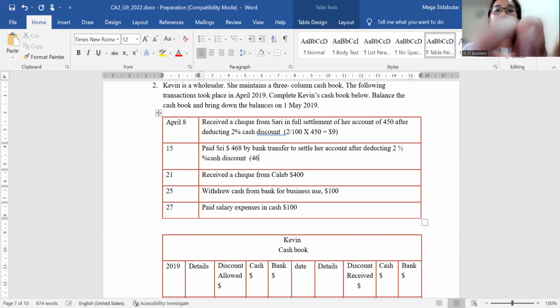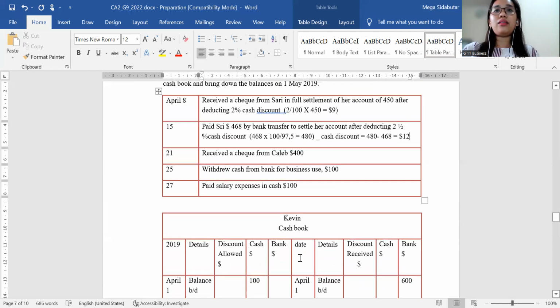So here we can find out: 468 times 100 divided by 97.5, since 2.5% is deducted. If you calculate, it will be around 480. In other terms, the total cash discount is 480 minus 468, which is $12. We need to find out the total cash discount.